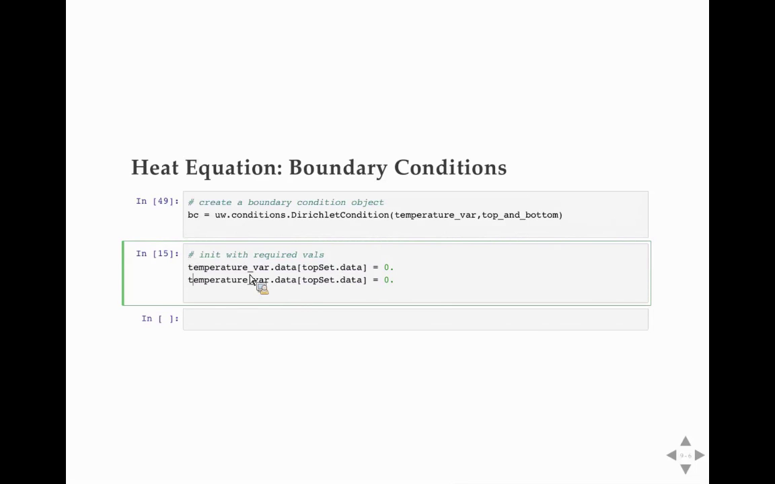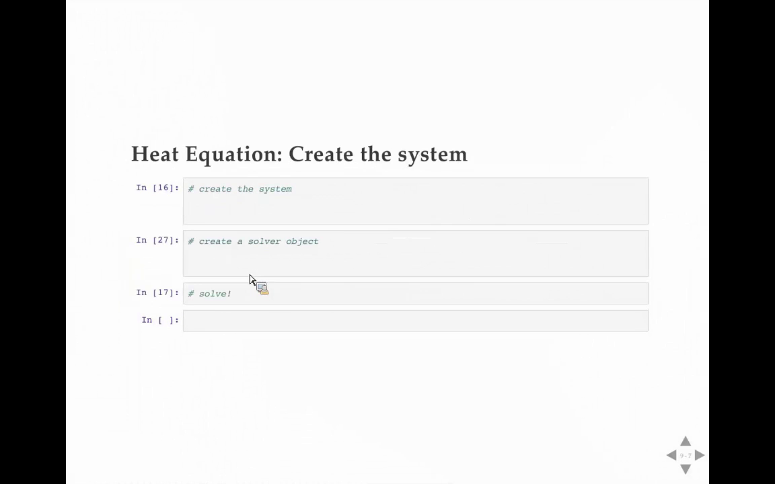All right, let's do the same on the bottom set. Let's set that to 1. All right, I think we have everything we need now to create our actual system object, so let's do that one. Let's just call it heatEquation.